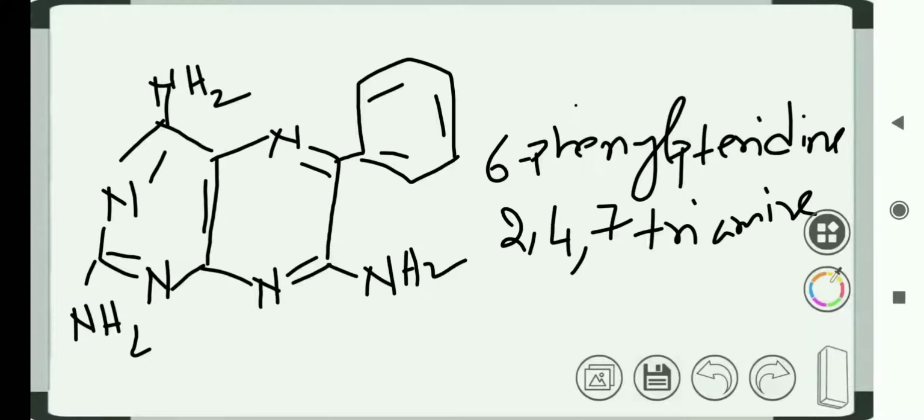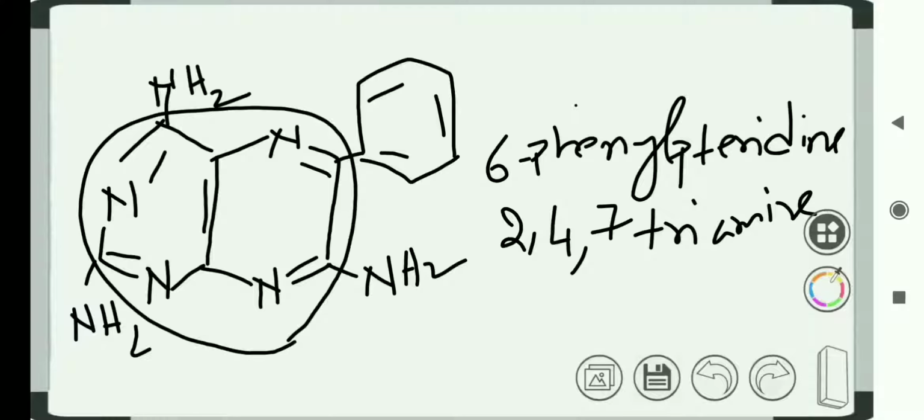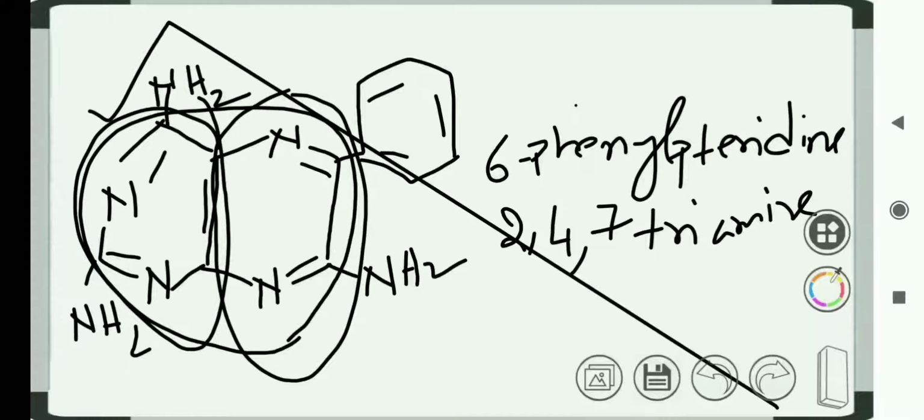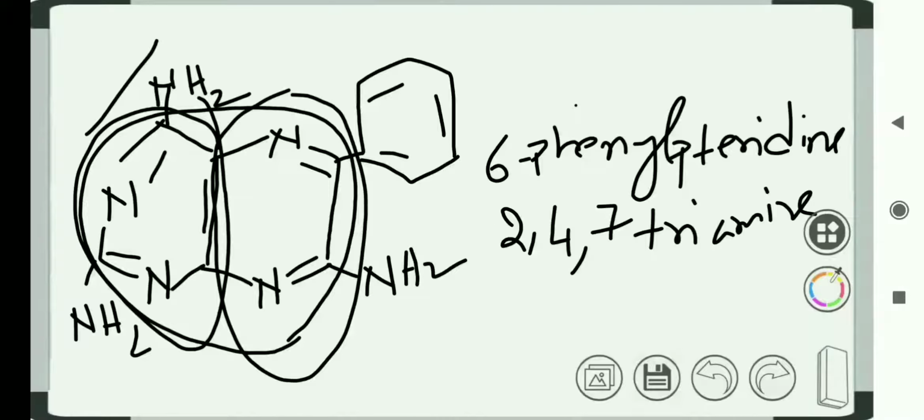Okay, very nice. So from here we are going to take the basic nucleus as pteridine. So this becomes the pyrazine nucleus, and this becomes the pyrimidine. This is a pyrimidine, this is a pyrimidine, and this is followed by the pyrazine. By the fusion of both we get a pteridine nucleus, where we see the attachment of a phenyl. So that's 6 phenyl pteridine 2,4,7 triamine.